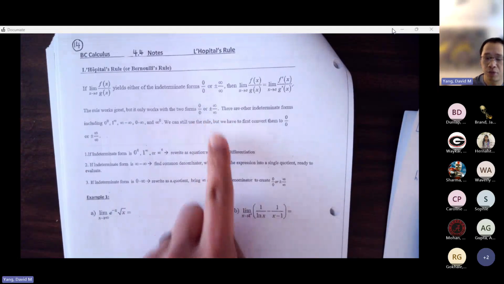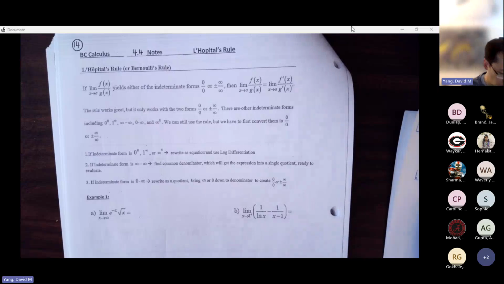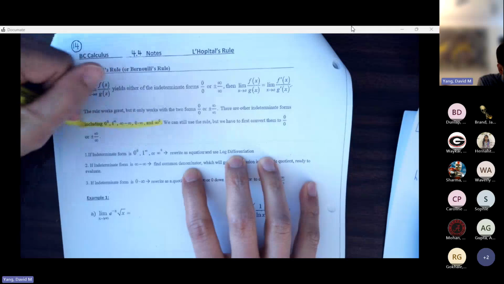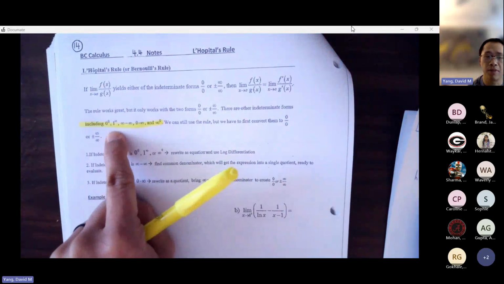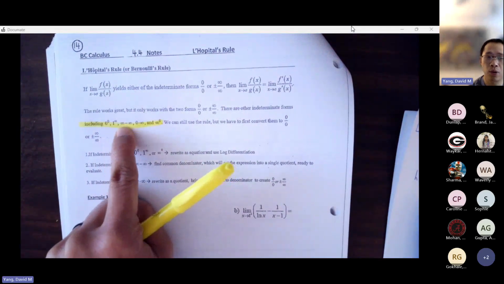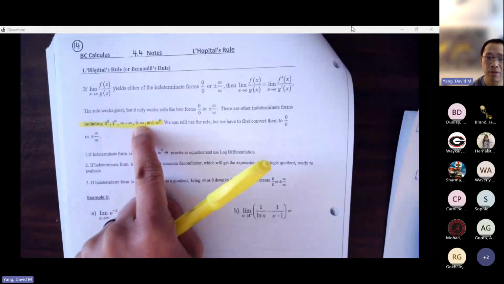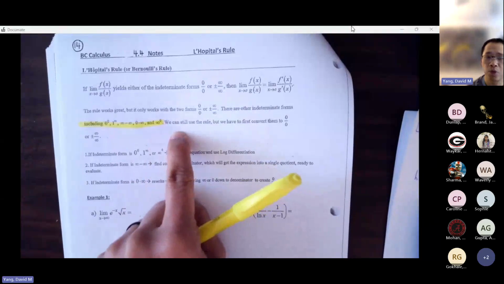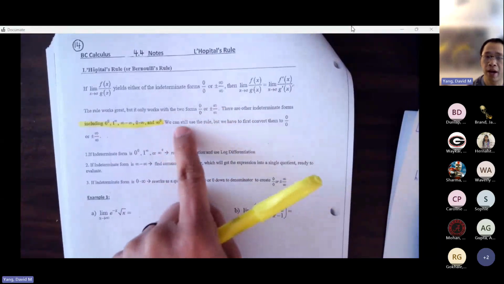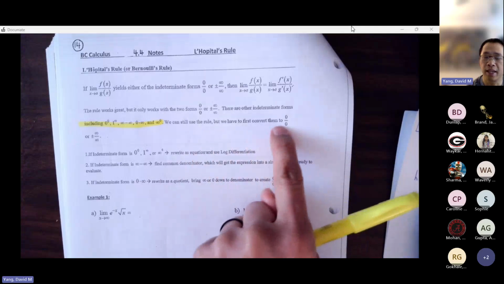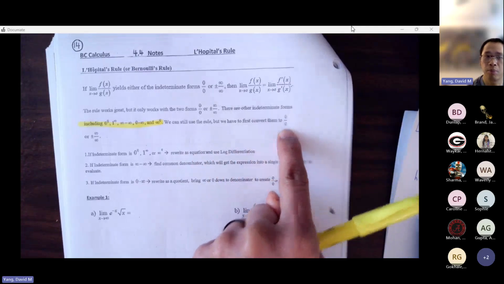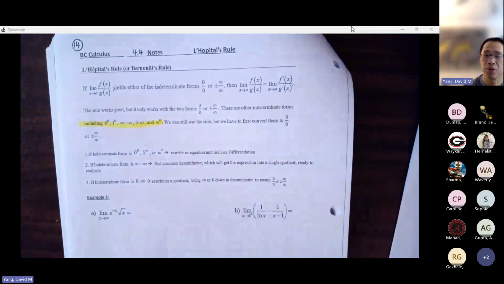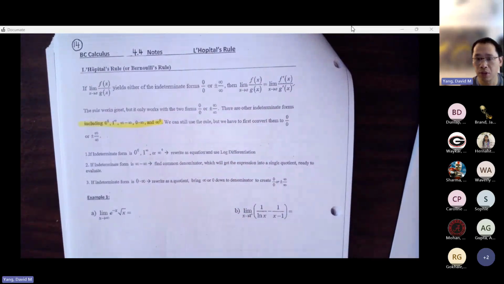There are other indeterminate forms that we're going to have to be responsible for in BC. That can include something that looks like this: if something is 0 to the 0, or 1 to the infinity, or infinity minus infinity, or 0 times infinity, or infinity to the 0. If something looks like one of these forms, we can still use L'Hopital's rule, but we have to manipulate it into a fractional form and produce 0 over 0 in order to use L'Hopital's rule.